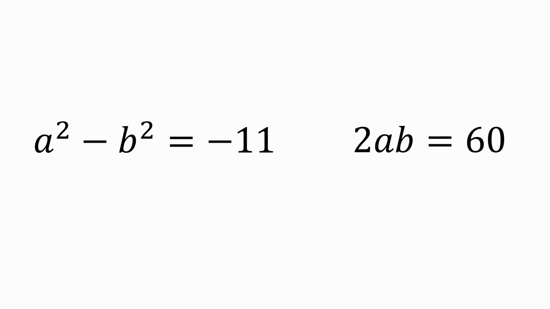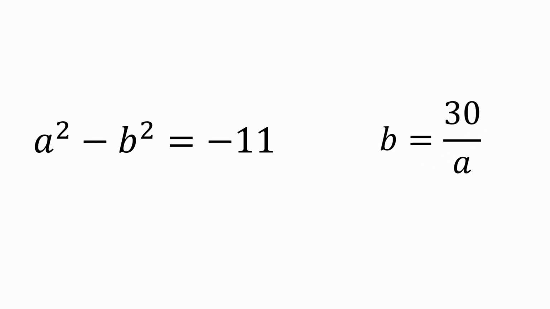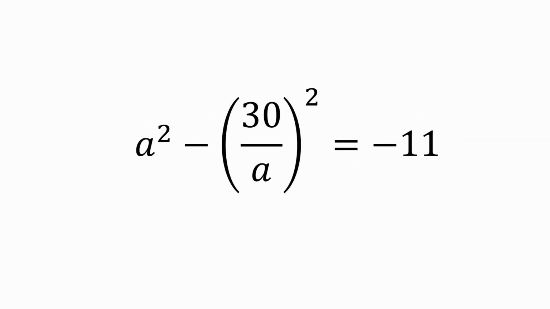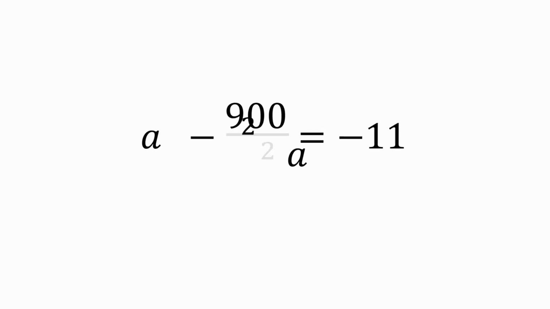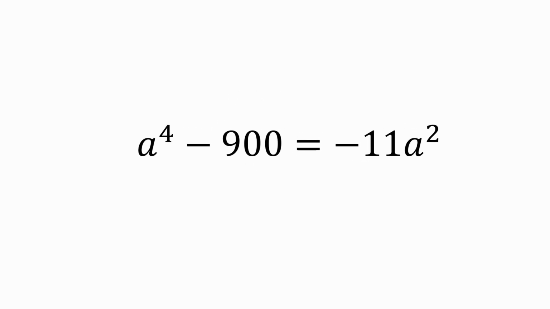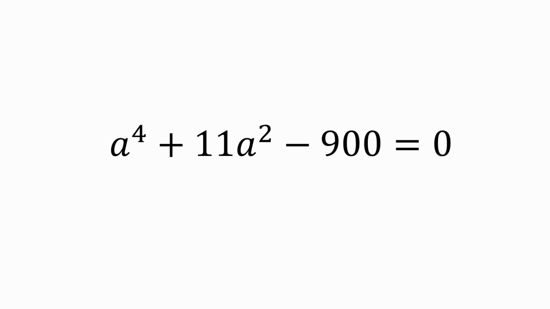Let's solve the equation on the right for b. We'll get b equals 30 over a. And now we can substitute this expression in for b on the left. Squaring 30 over a gets us 900 over a squared. Now let's multiply both sides by a squared. Rearranging, we get a to the fourth plus 11a squared minus 900 equals 0.